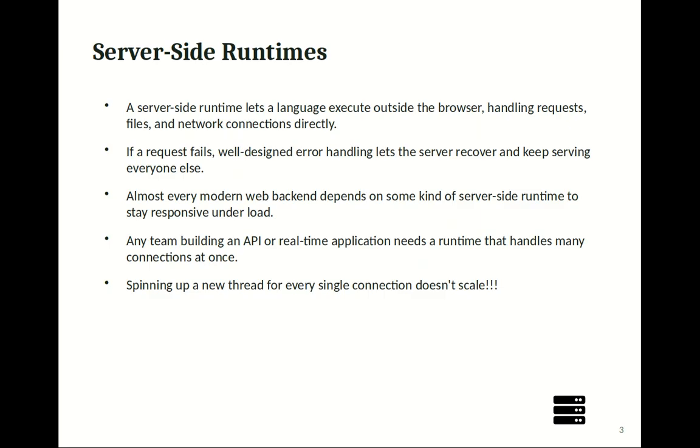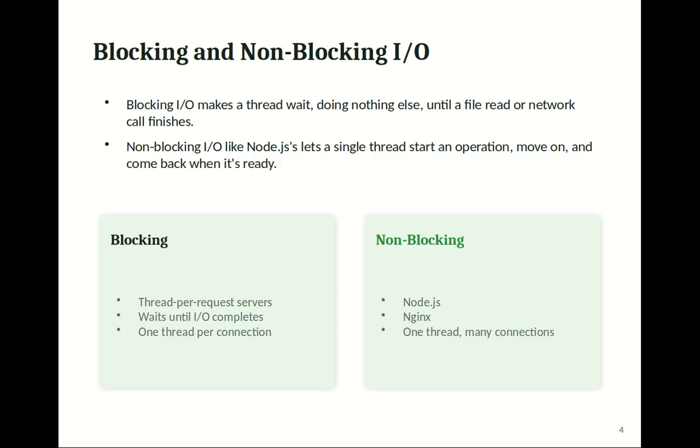Any team building an API or real-time application needs a runtime that handles many connections at once. Spinning up a new thread for every single connection doesn't scale. Blocking and non-blocking input-output. Blocking input-output makes a thread wait, doing nothing else until a file read or network call finishes. Non-blocking input-output, like Node.js, lets a single thread start an operation, move on, and come back when it's ready.